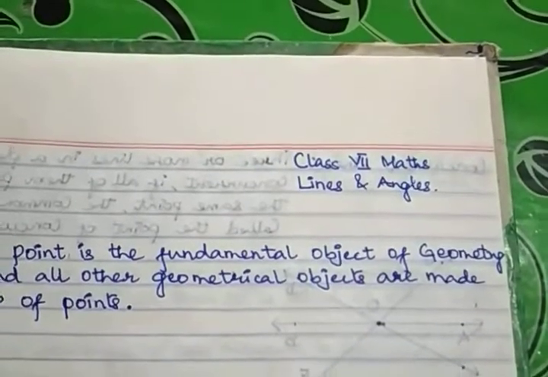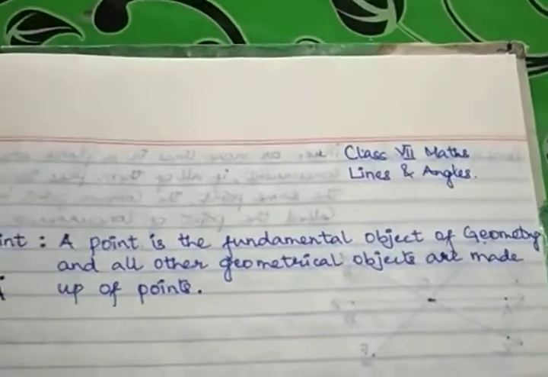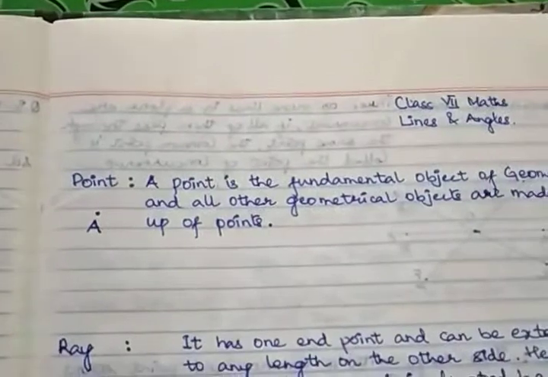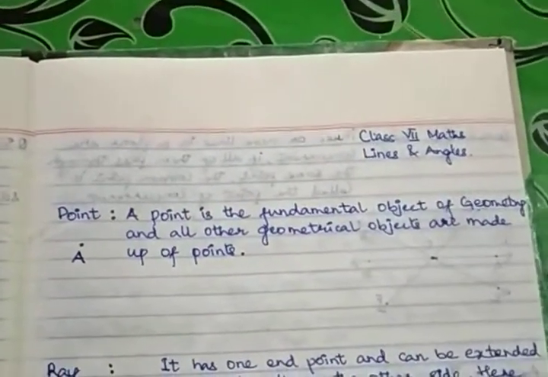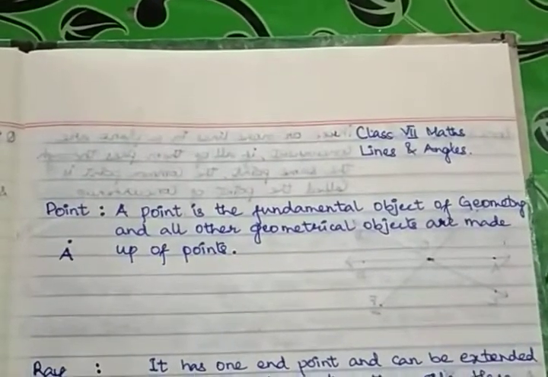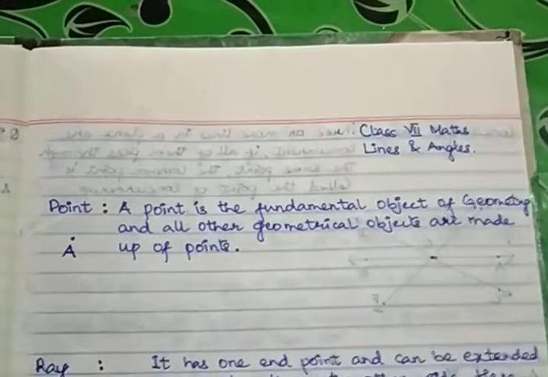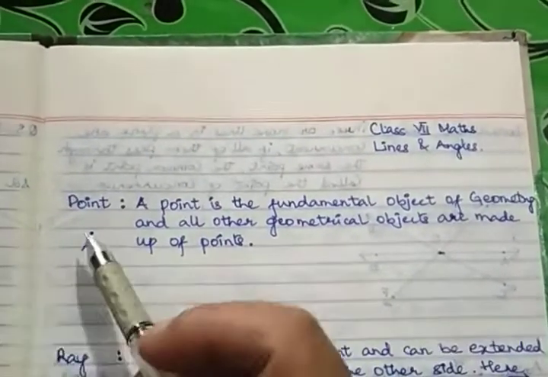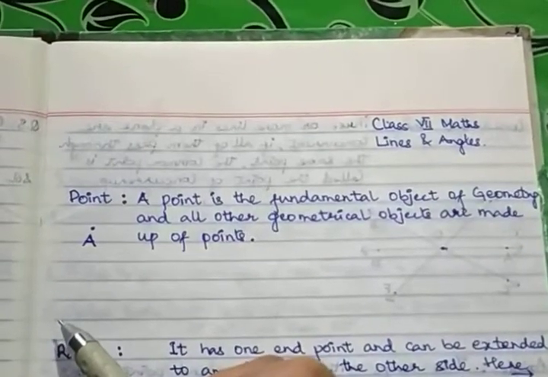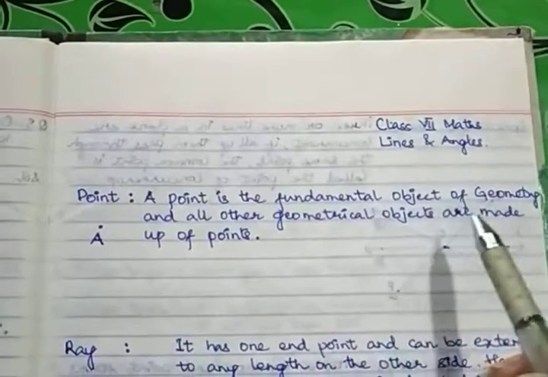So, beginning with the topic, that is lines and angles. First of all, the first topic for today is point. As you can see here, I have written the definition of a point. A point is the fundamental object of geometry, and all other geometrical objects are made up of points. A simple dot is known as a point.